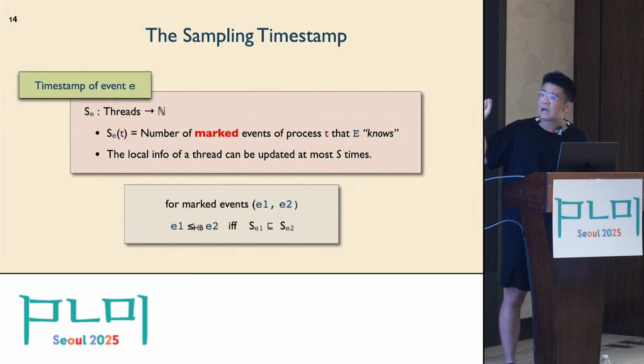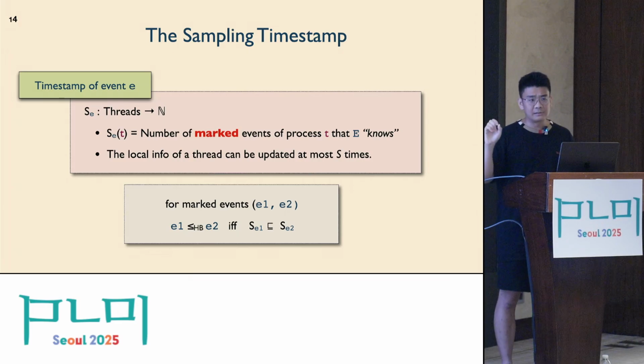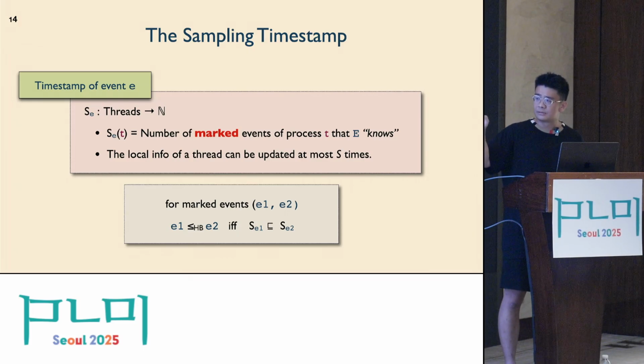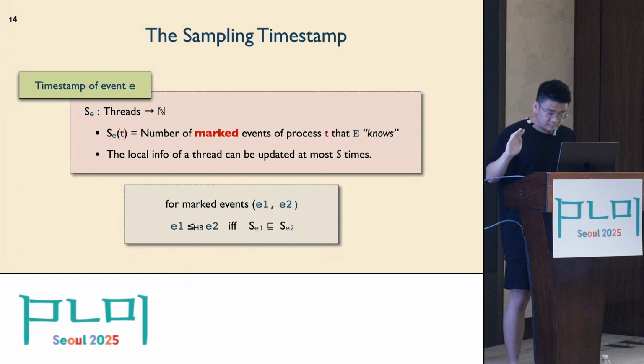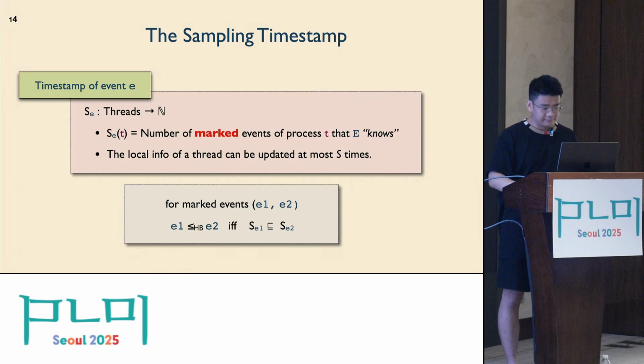So the sampling timestamp basically says that we can simplify the original timestamp by only remembering the number of marked events that event E knows. And this naturally bounds the number of times the local information a thread keeps can be updated. It is bounded by S. And it's very intuitive that this timestamp is sufficient to capture the HB relation between two marked events.